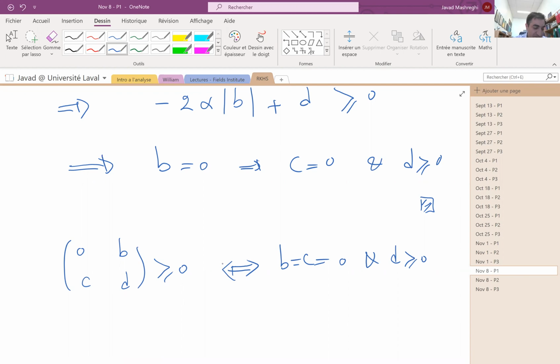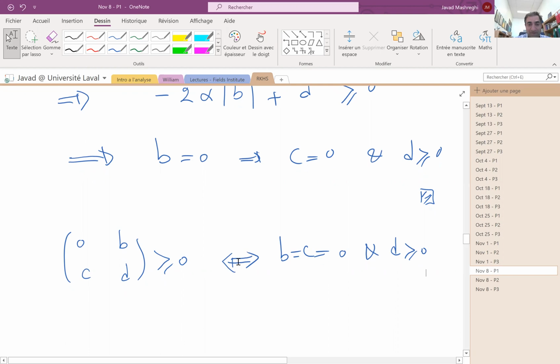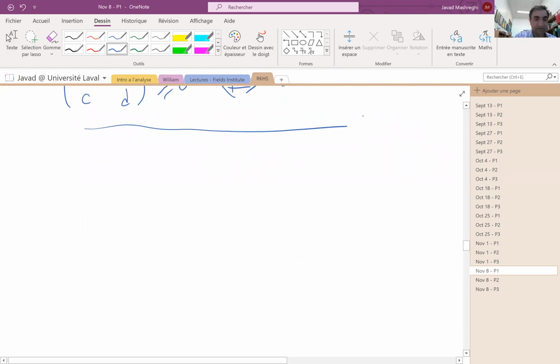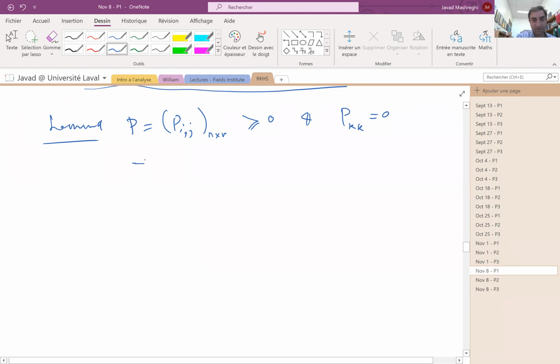True. You can easily generalize this because of the definition of positivity. So the lemma is here. If you have P equal to Pij, an n by n matrix, that is positive, and one element on the diagonal is 0, Pkk is equal to 0, then everything on the column of Pkk and on the row of Pkk has to be 0. Then Pik is equal to 0 for all i, and Pkj is equal to 0 for all j.